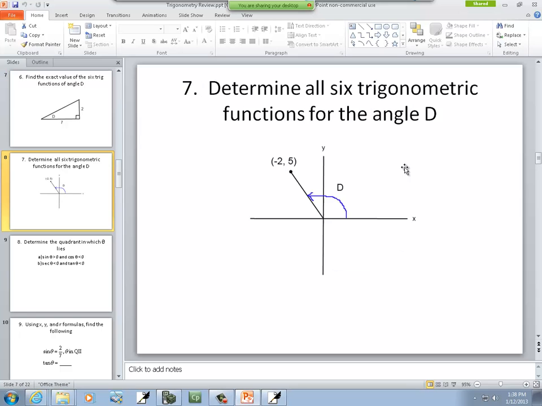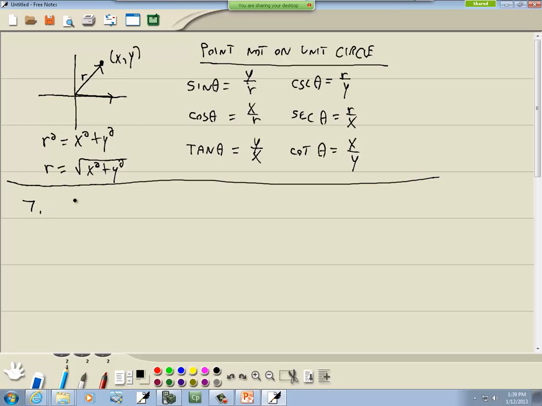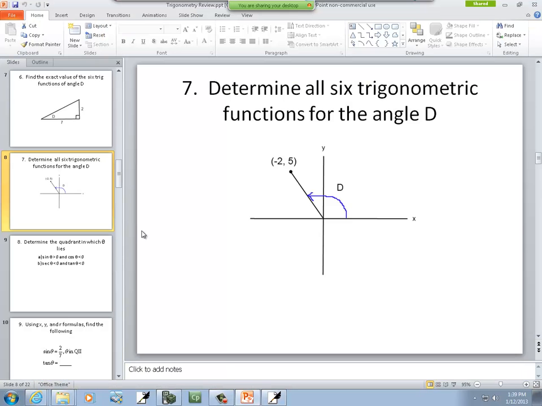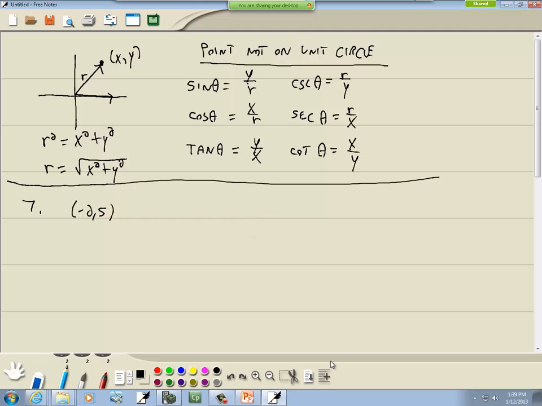Let's look at our first problem here. We're given the point -2, 5, and it says determine all 6 trig functions for the angle. It says d, but theta doesn't matter. I didn't write it here, but theta would go right here. This is of course our point, so this is x, and this is y.